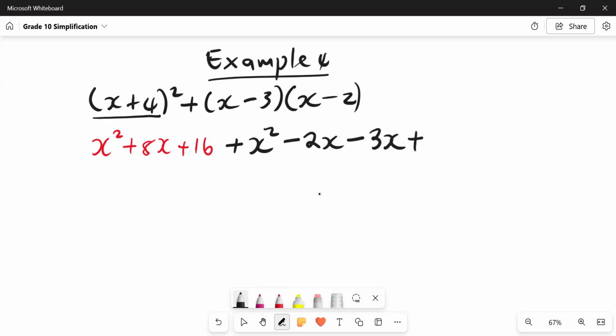I hope you're still with me. And then from here, now let's move straight to my favorite step now. Collecting the like terms.